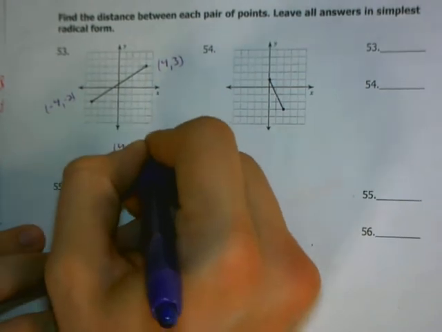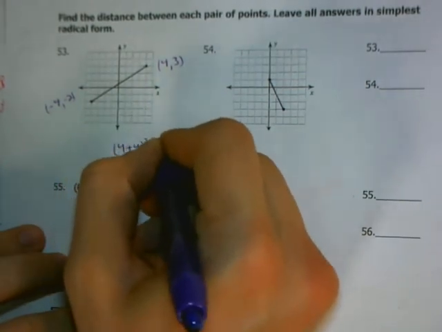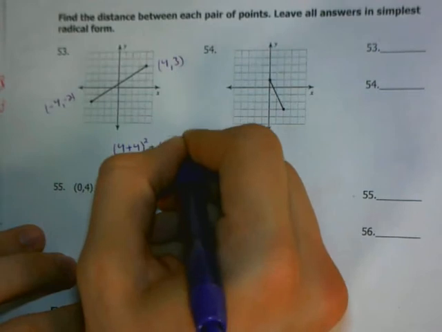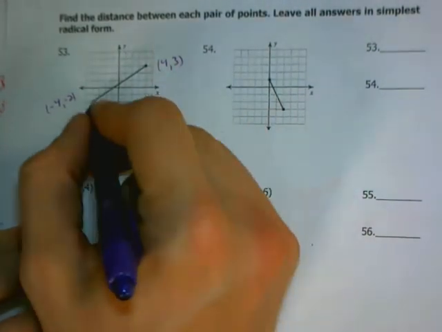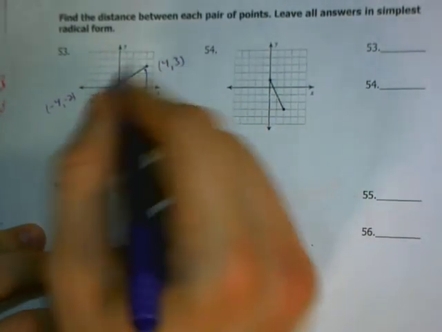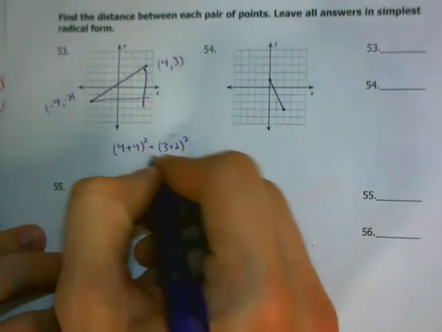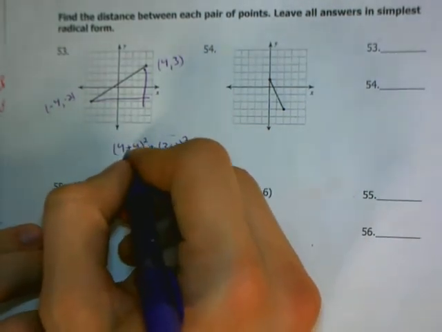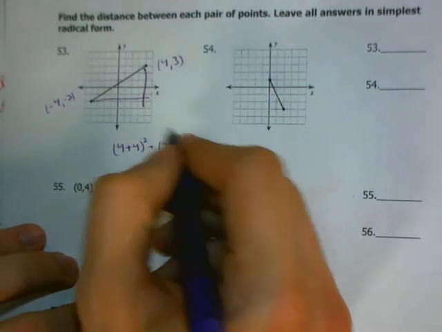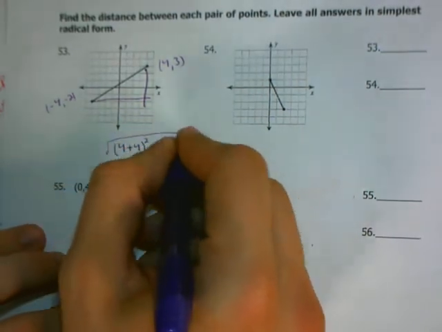I need the difference in my y's, so 3 minus -2. And it doesn't matter if you go this way or that way. It's still, this difference is 8, this difference is 5. It doesn't matter because you're going to square the number anyway. So if you get a -8 in here or a +8, not going to matter. -5, +5, not going to matter. You're going to square it anyway.